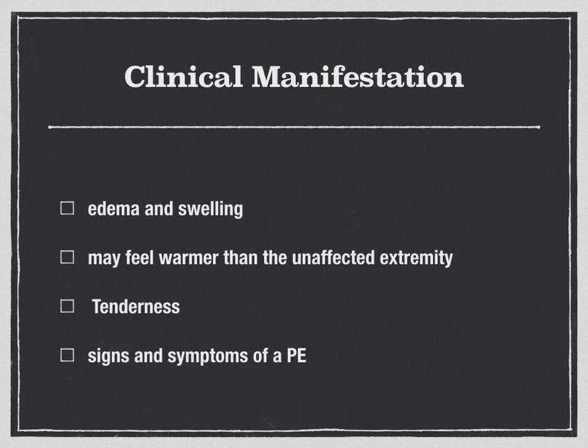Some of the things that we'll see manifested are edema and swelling. When we're assessing your extremities bilaterally, we may note that one is warmer than the other. Tenderness. What you want to look for is pulmonary embolism, signs and symptoms of that. So if a patient suddenly starts developing shortness of breath, you'll want to do a more focused assessment to try to understand where this is coming from. Is this something that we need to take other measures for?